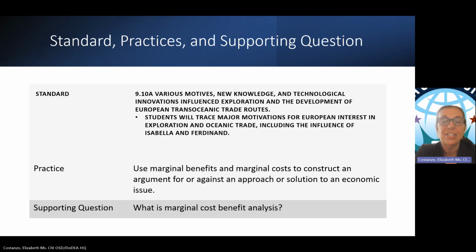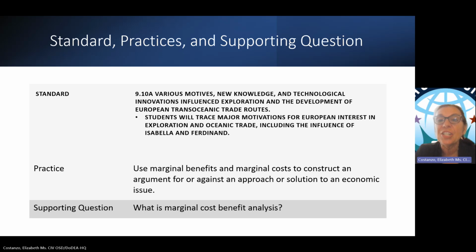So let's set the stage. This mini lesson occurs when the students are introduced to the age of exploration. The standards included in Unit 6, Interactions and Disruptions during the First Global Age. The teaching point is to examine marginal cost and marginal benefit.